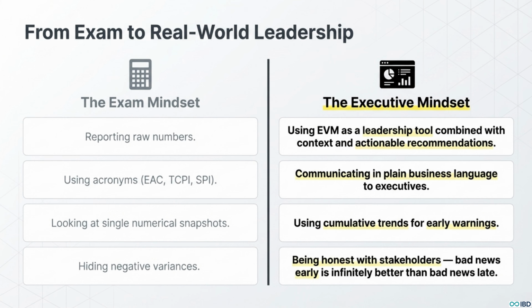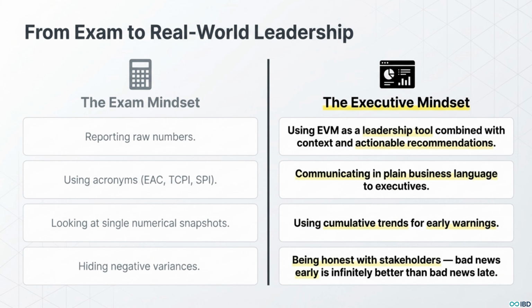This slide, honestly, is so crucial because this is where we see the leap from being a manager to being a leader. On the left, you've got the exam mindset. It's about reporting raw numbers, spitting out acronyms like CPI and SPI, and looking at a single snapshot in time. And hey, that'll get you the certification. But look over on the right.